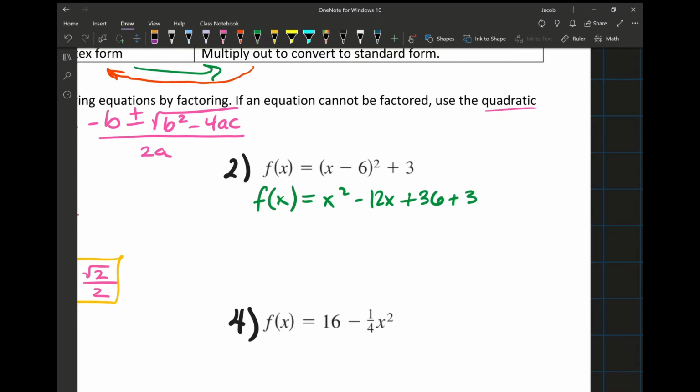And this ends up being my quadratic. So can we find the AC, with the AC method, factors of 39 that can add together to be negative 12? So we've got 13 and 3.